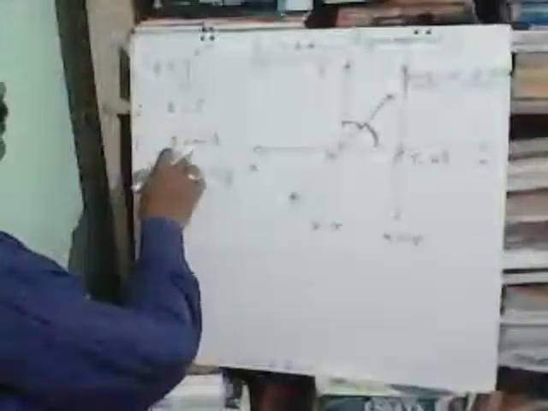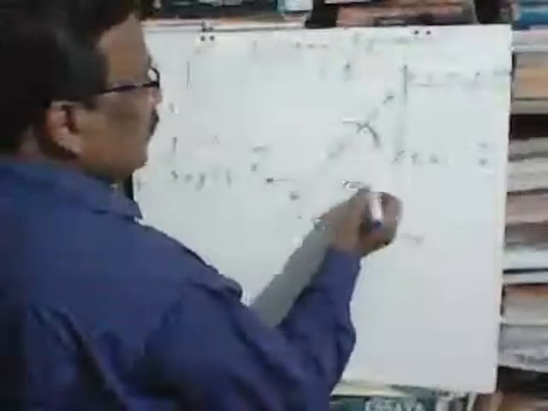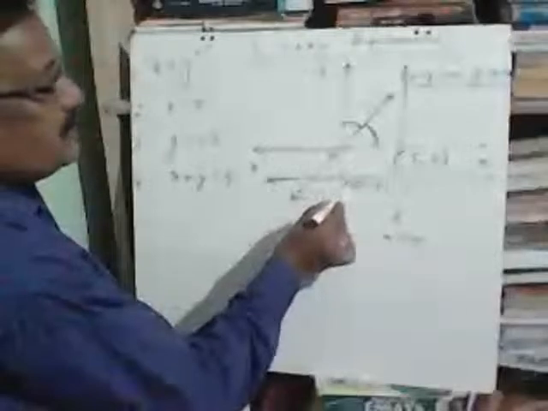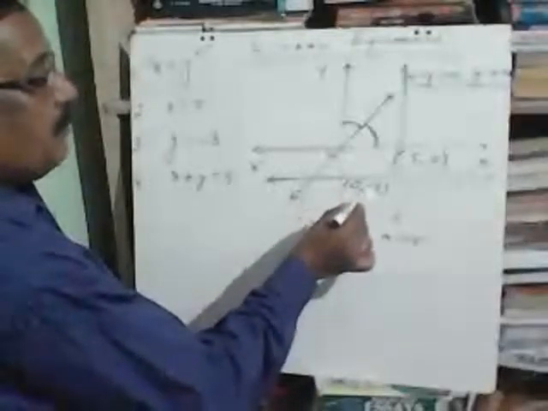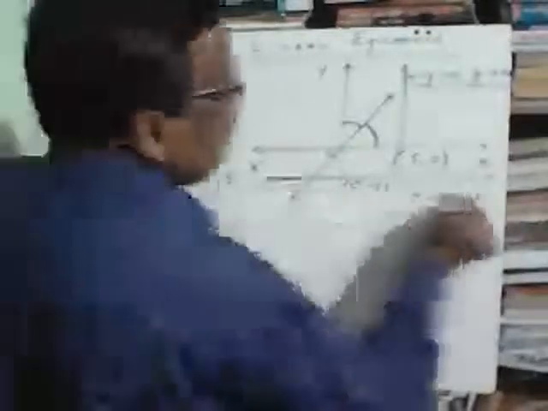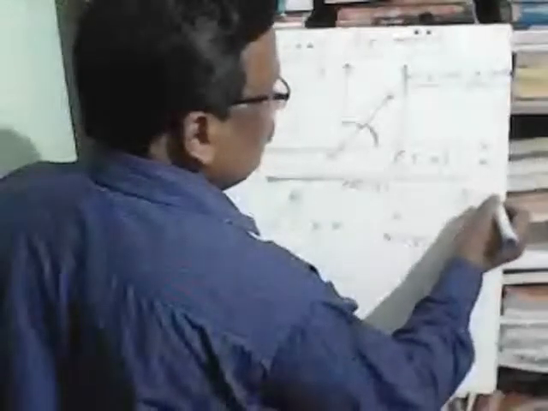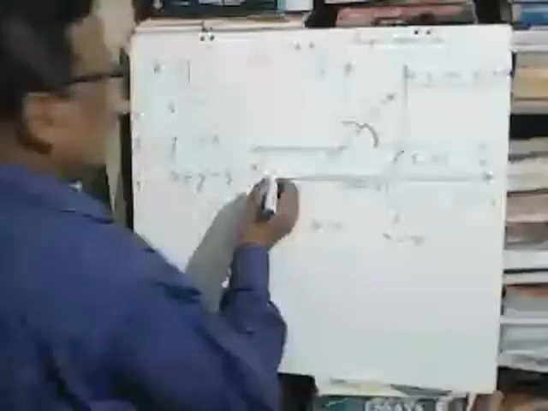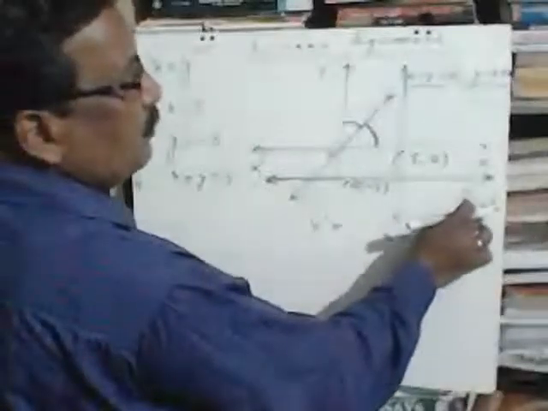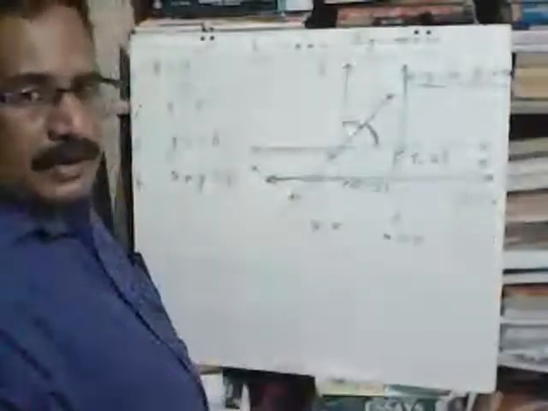Then y equal to minus 3. y equal to minus 3 is a line parallel to the x-axis, below the x-axis, passing through the point (0, minus 3). This line is parallel to the x-axis, below the x-axis, passing through the point (0, minus 3), x coordinate 0 and y coordinate is minus 3. Throughout this line, y coordinate is minus 3. So the equation of this line is y equal to minus 3.